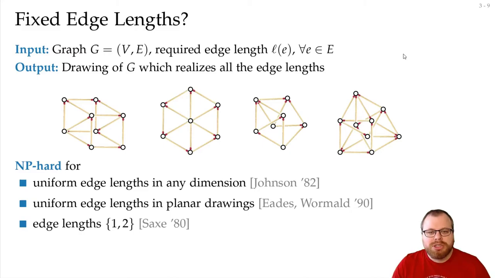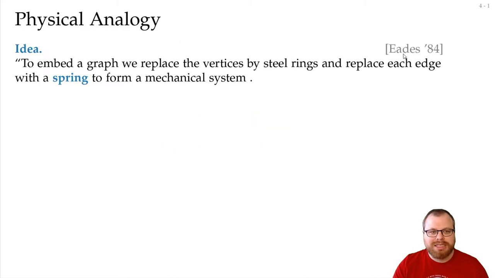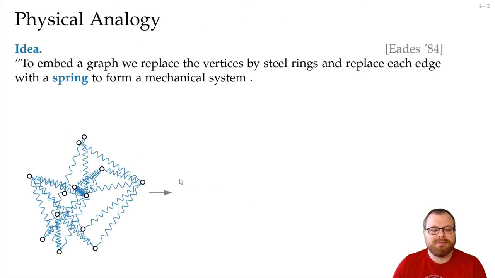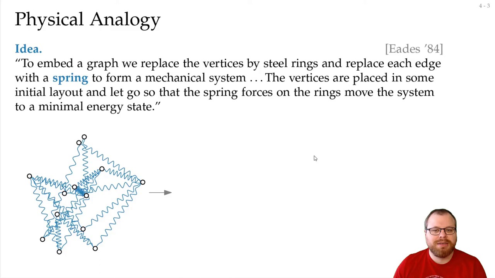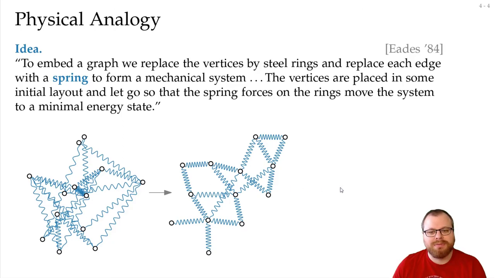But to get a good approximation for this, Peter Eades in 1984 came up with a physical analogy. He wrote, "To embed a graph, we replace the vertices by steel rings, and we replace each edge with a spring to form a mechanical system, like this one here." We have steel rings for the vertices, and we have springs for the edges. "Then we place the vertices in some random initial layout, and let go so that the spring forces on the rings move the system to a minimal energy state," like this. And if we model this, then we can get drawings where edges have similar length.